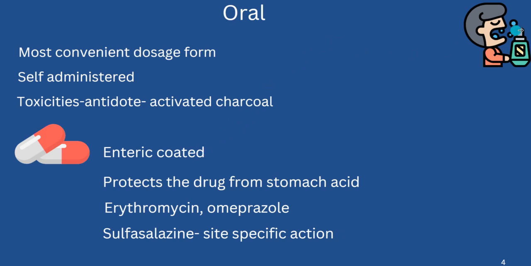Whenever you want to administer a drug and it has to survive the stomach's acidic environment, we can use enteric-coated tablets. Enteric-coated tablets have a protective coating over the drug, which protects it from stomach acid, and it will then reach the site of absorption, that is the intestine. Drugs such as erythromycin and omeprazole can be given in enteric-coated formulations, and drugs such as sulfasalazine, which is classically used for inflammatory bowel disease, have to reach the intestine, so these drugs are also given as enteric-coated tablets.